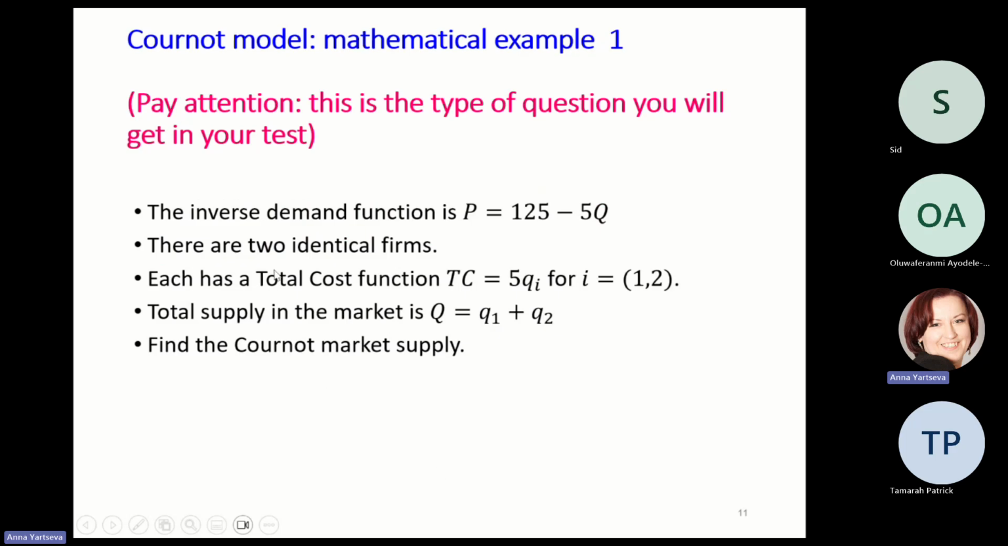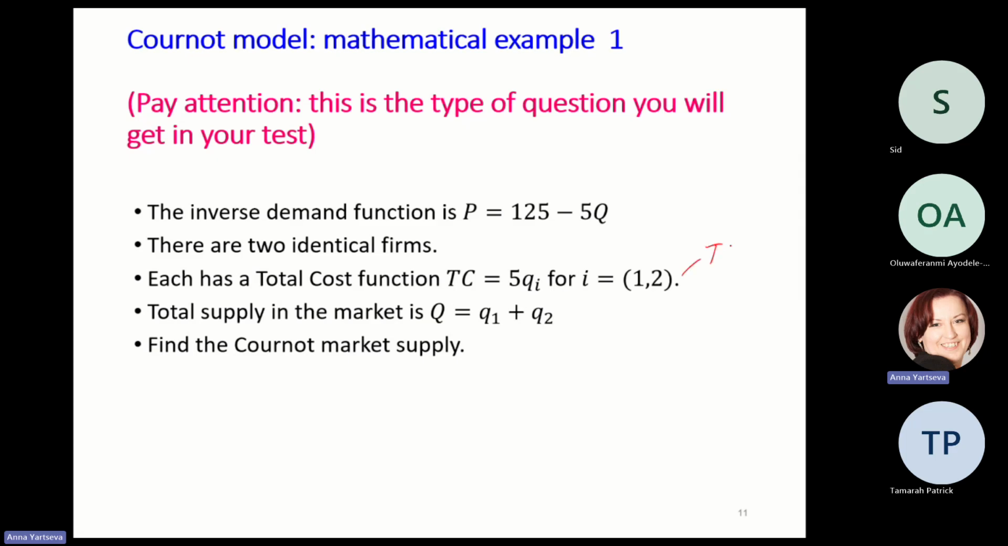Right. So, for example, let's imagine that you are given the actual numbers. So this is the type of question which you might get in the exam. Let's work through this, and you can try it at home with some other exercises. This is the demand function which you are given. There are two identical firms. Each of the firms has this cost function. What does this expression mean?